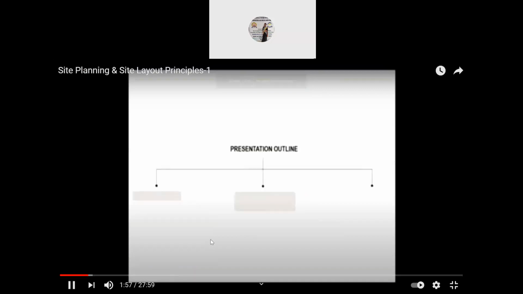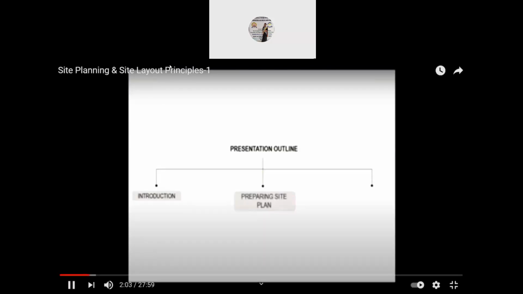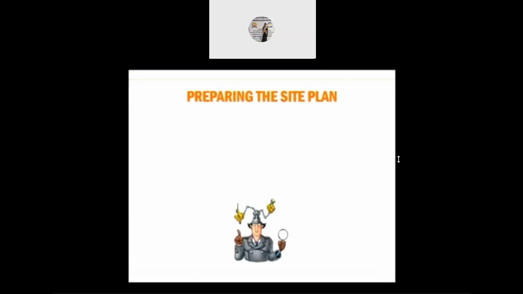AR6512. Presentation outline. First, we are going to get introduced to this chapter, and then we are going to move on to preparing the site plan, and then we are seeing organizing land use within the site. So, first, how do you prepare the site plan?